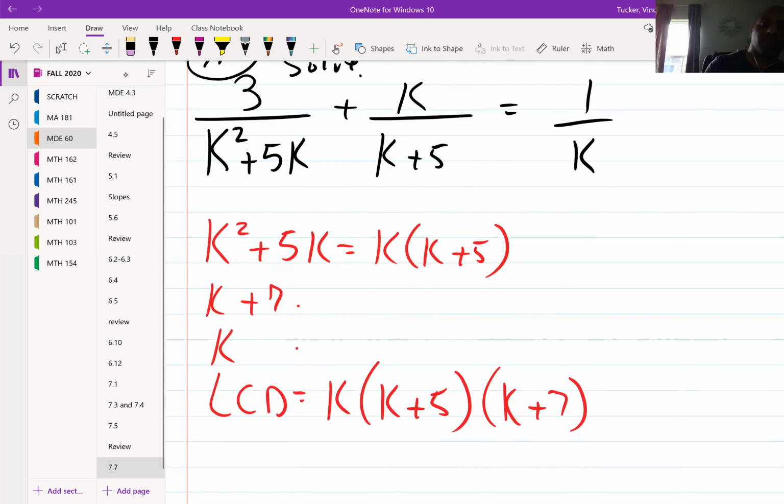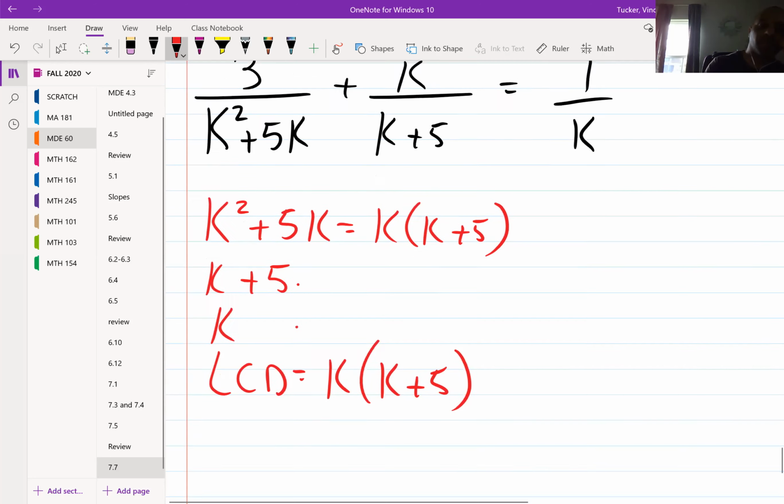I factor out the k to the second plus 5k. I factor out that k, that makes it k times k plus 5. I see k plus 5 and I see a k. So write everything down that I see. Yep. Because what you want to do is ensure that you're getting each separate piece, each different piece that needs to be included into your LCD. Then I take my LCD and multiply it to my numerators.